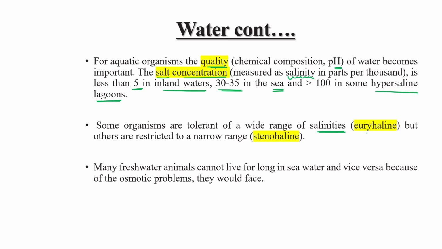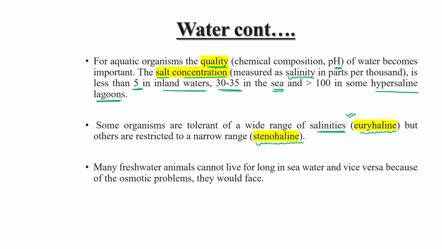Those organisms, we use the term euryhaline for. All those organisms which are able to tolerate high salinity are euryhaline, but those which are not able to tolerate high salinity, we use the term stenohaline for. Okay, similarly to eurythermal and stenothermal, similarly euryhaline and stenohaline.